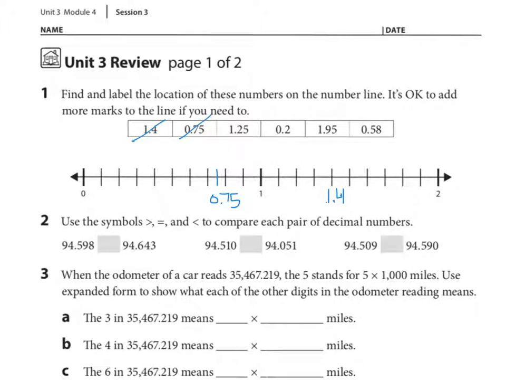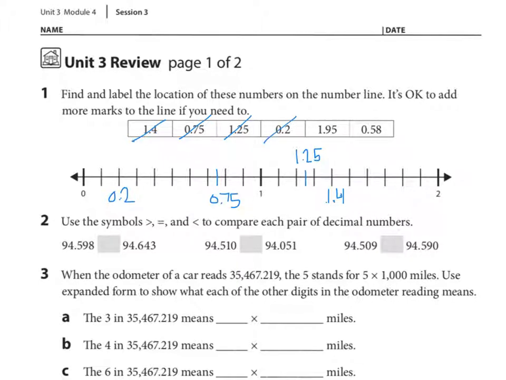Next, I have 1 and 25/100ths. So again, I say how many tenths? 2/10, 1 and 2/10, and 5/100ths. So it's going to come right here in the center. And so I'm going to say right here is 1 and 25/100ths. Next, I see 2/10. So it's going to count over here 0 ones, and 2/10.